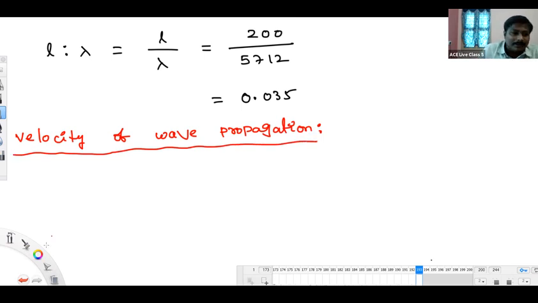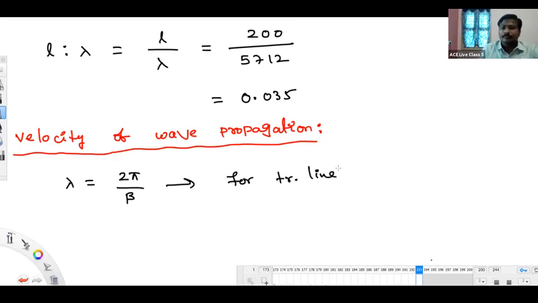Very simple thing. I already have one formula for lambda, 2 pi by beta. This is the formula for the transmission line from the analysis we have done. Next thing, from the basics of physics, wavelength will be velocity by frequency.